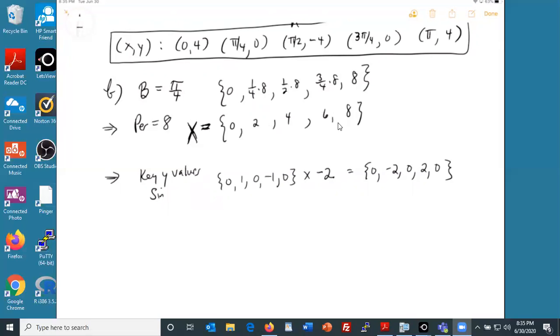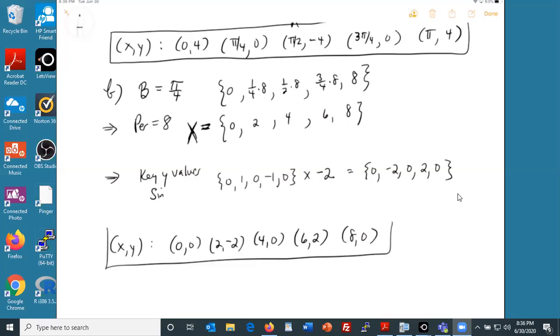x values. And then the y values, this was a sine equation. So you take the sine y values, 0, 1, 0, -1, and 0, and multiply that by your a value of -2. That gives you these y values here. Again, the first thing you have to show me are the key xy values, which would be 0, 0, 2, -2, 4, 0, 6, 2, and 8, 0. And then don't forget, make sure you plot and label it with those numbers for full credit.